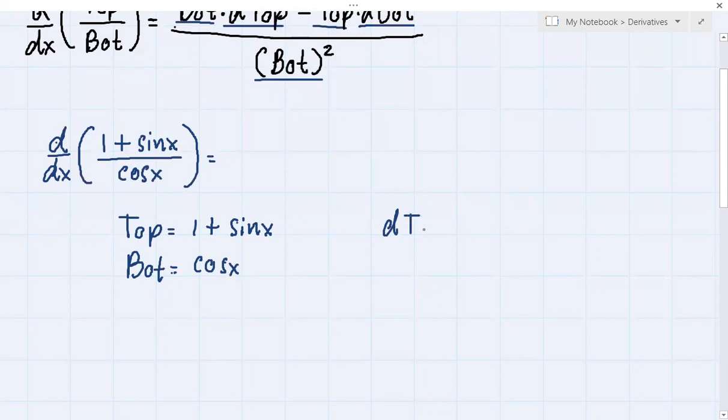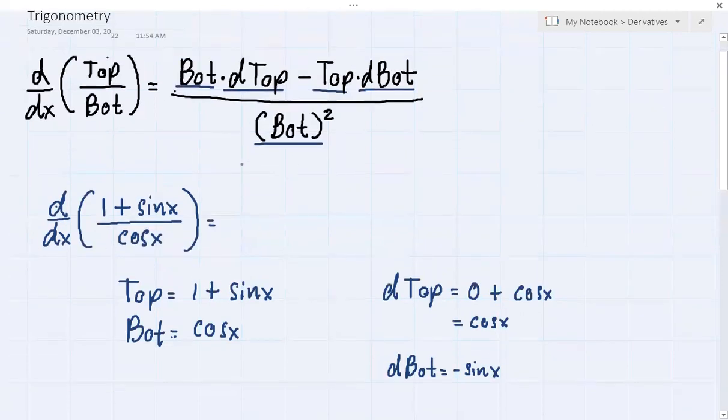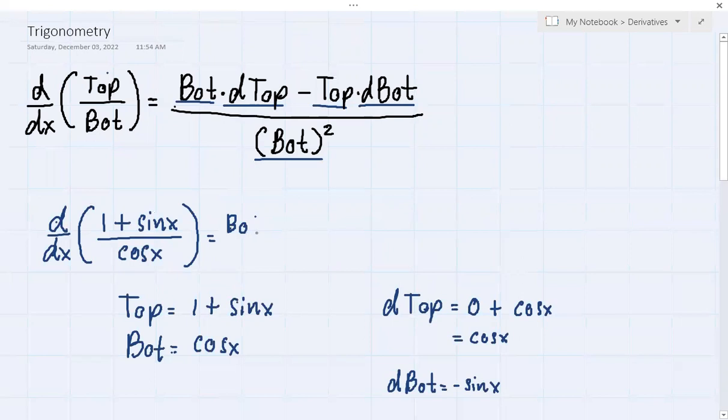Now, kunin natin yung derivative ng top or derivative ng 1 plus sin x. So, derivative ng 1 ay 0 plus derivative ng sin x ay cosine x. So, 0 plus cosine x, we will have cosine x. That's it. And now, lastly, let's now get the derivative of bottom. So, ang derivative ng bottom ay negative sin x. That's it. Now, let's substitute it in the formula. So, meron tayong bot d top minus top d bot.